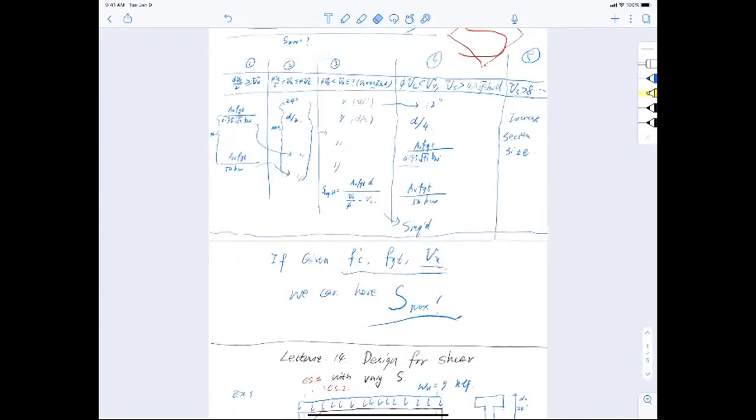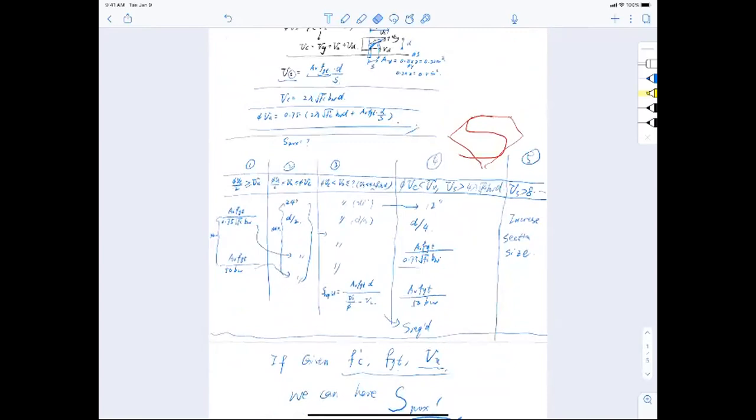Who else is available in the table here? I definitely have phi Vc divided by 2, so that is my criteria, remember? So phi Vc divided by 2 might be some nice number I can look into. How about phi Vc, because that's the second category? How about 4 lambda square root of f'c bw d? So I can have category 3, and naturally category 4 is checked because this number governs.